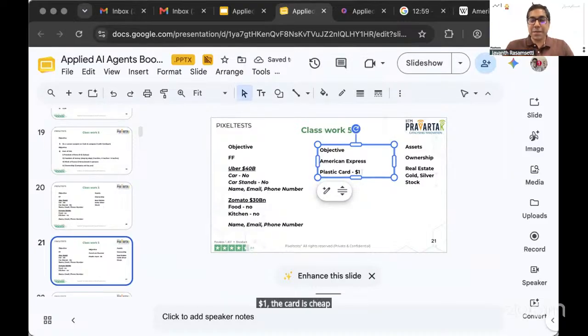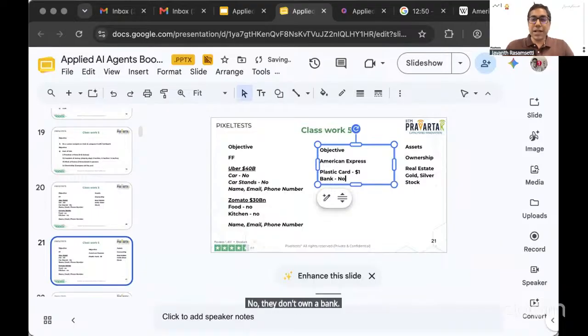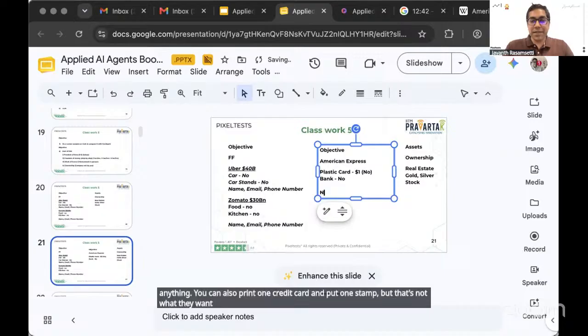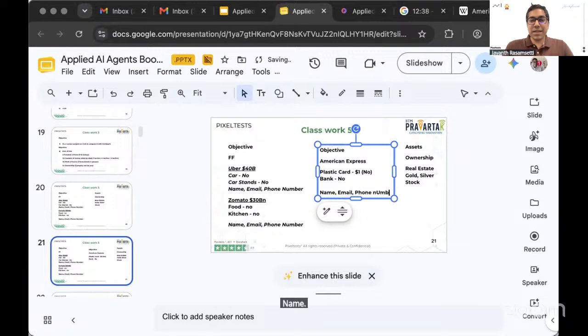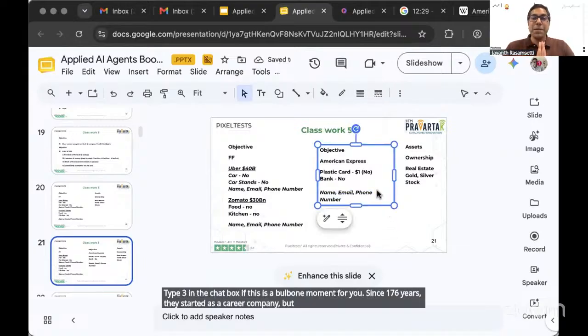American Express is a credit card company. That's just one card. But do they own a bank? No, they don't own a bank. Do they own the card? The card is pretty much cheap, and anybody can print anything. You can also print one credit card and put one stamp, but that's not what they own. What do they own? Name, email, phone number. Type 3 in the chat box if this is a bulb on moment for you. Since 176 years, they started as a courier company, but they own just name, email, and phone number.